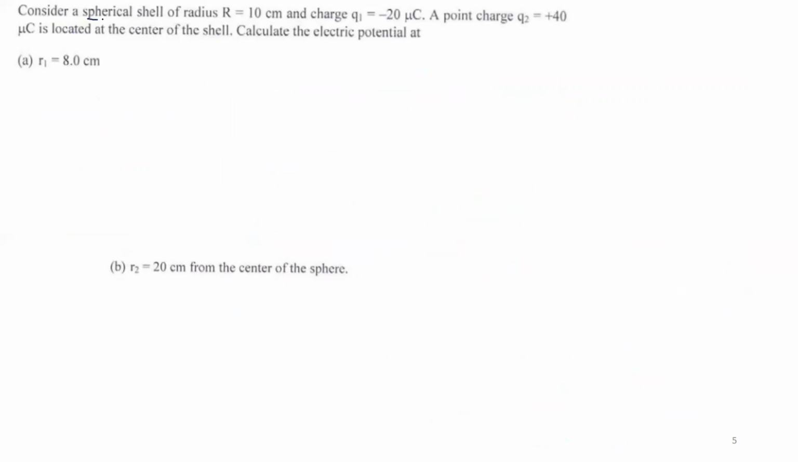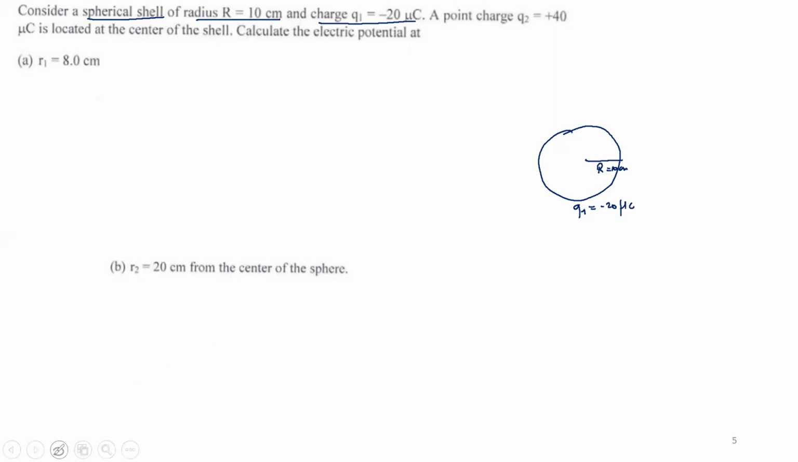Consider a spherical shell of radius R of 10 centimeters. And this spherical shell has a charge Q1, which is minus 20 microcoulomb. So let me just draw that. So I have a spherical shell. Let's say this is my sphere. It has a radius R, capital R, which is 10 centimeters. Of course, I should put it in meters when I calculate in SI units. And the charge all around, uniformly distributed, is Q1, which is minus 20 microcoulomb.